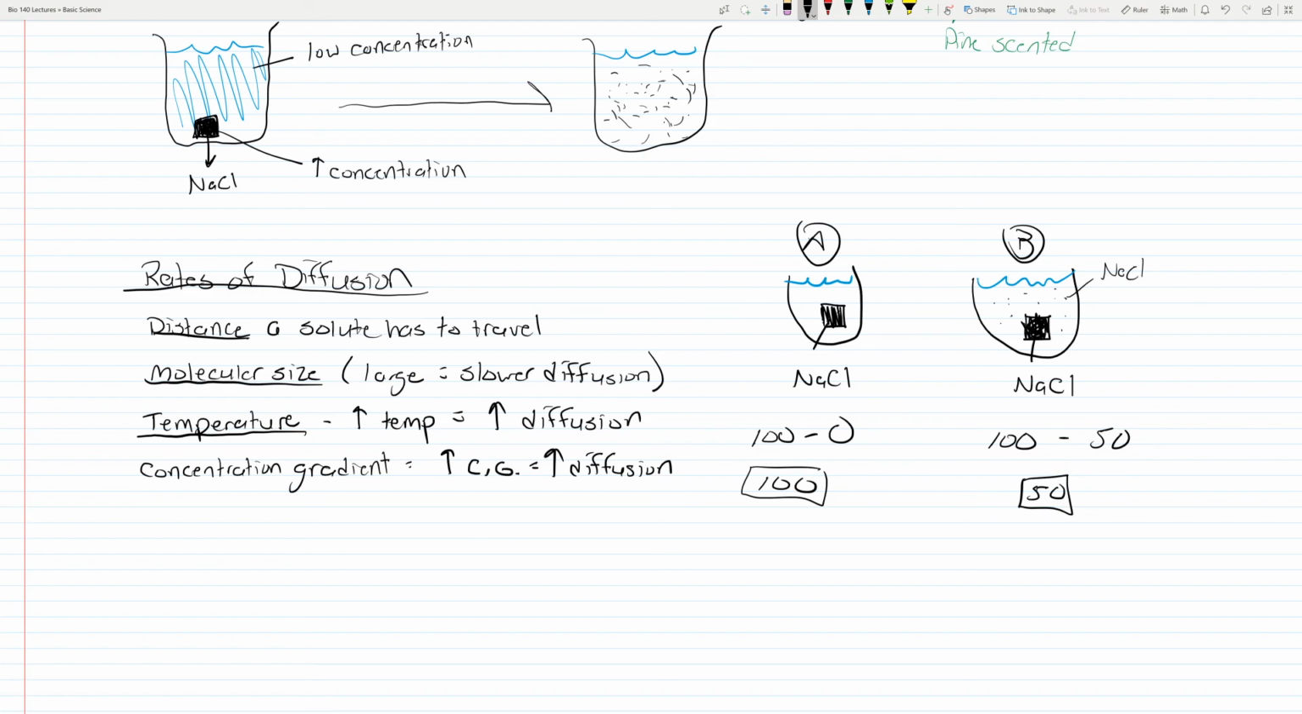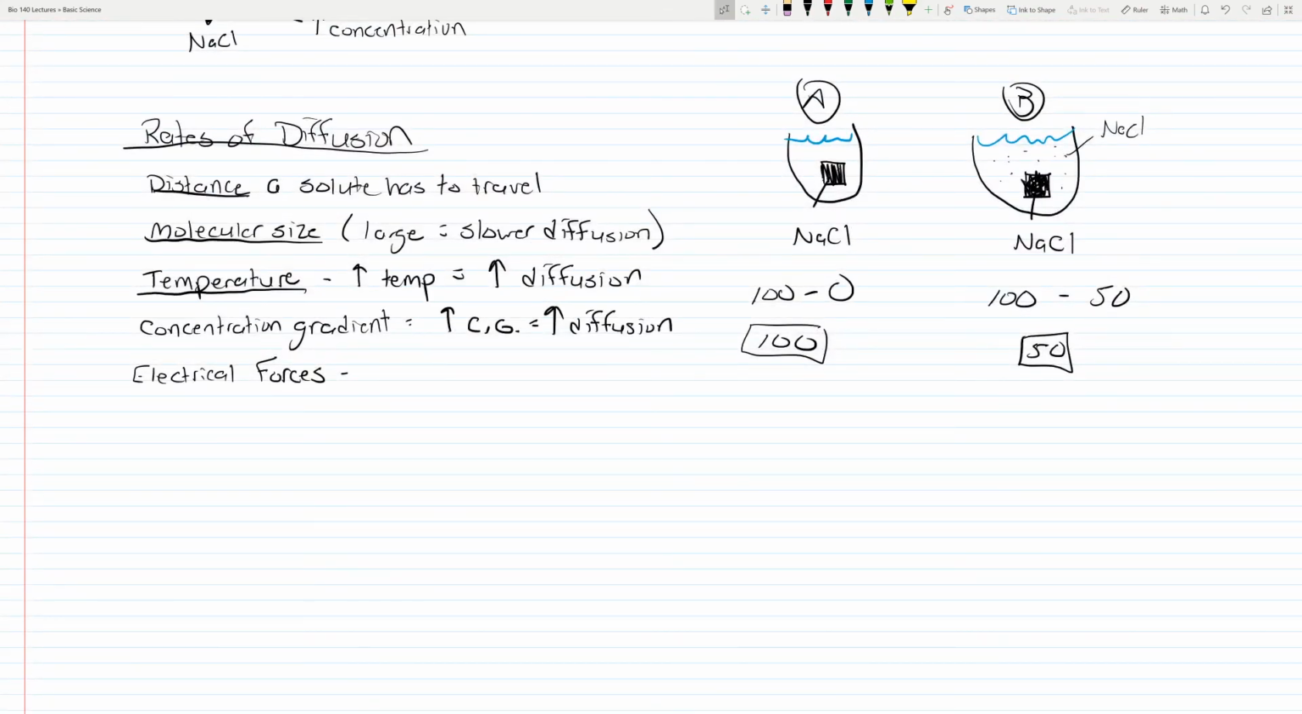Okay. And then finally, electrical forces. Okay, electrical forces. Now, this is one where you actually have to visualize this one a little bit more. Okay, let's just say that I have a glass of water.